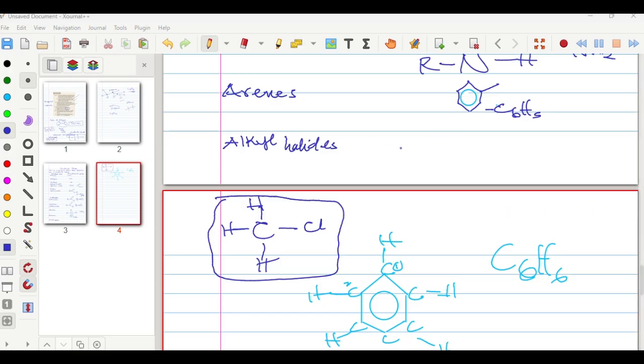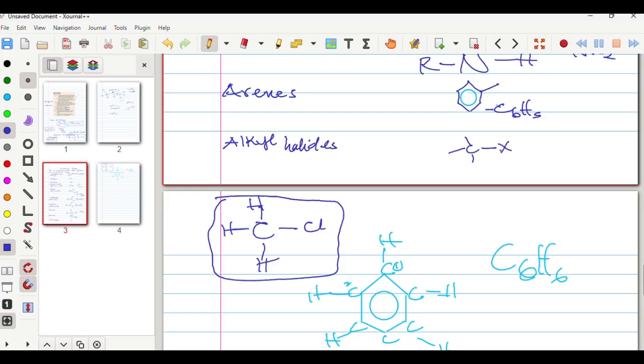So in that regard, how do we represent alkyl halide? It's very easy. You just draw a line, and then you put, let me make it big, your carbon like this, and then a line like this, and then you have your X. So this X can be fluorine, it can be chlorine, it can be bromine, it can be iodine, right?